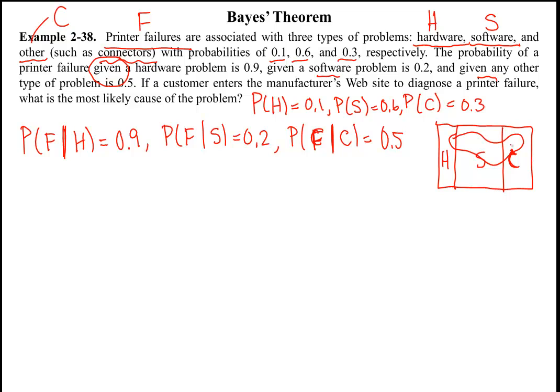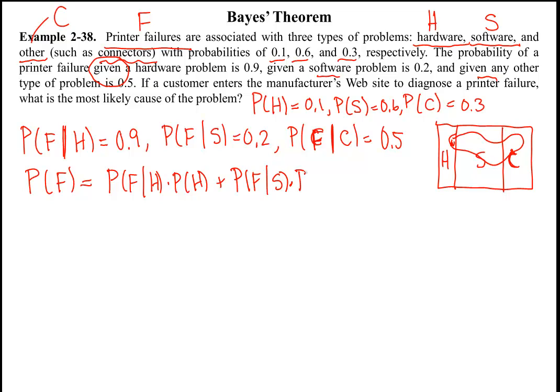So using what we did in section 2.5, the total probability rule, let's just look at the probability of failure. Failure can only happen in these three ways. So we can have a failure given we had a hardware problem. So failure given hardware is in here, but times the probability we're even sitting in the hardware little box right here, the little rectangle. So this is times the probability of hardware. Plus the probability of a failure given a software problem, times the probability that we're even having a software problem, plus the probability of failure given some other type of problem, times the probability you even have another type of problem.